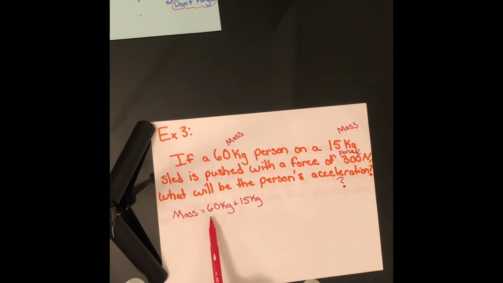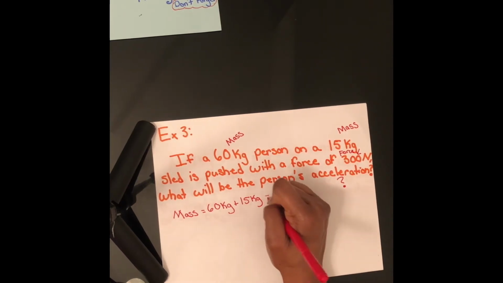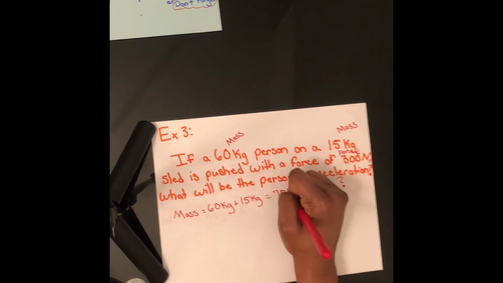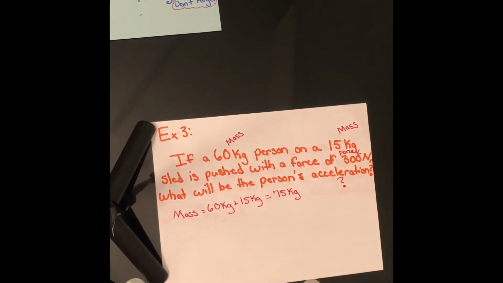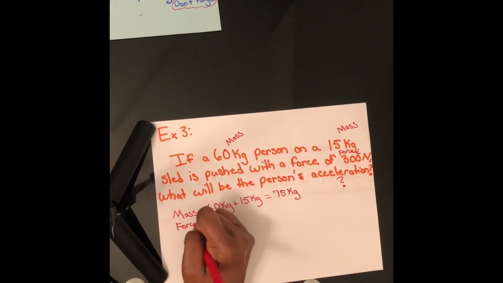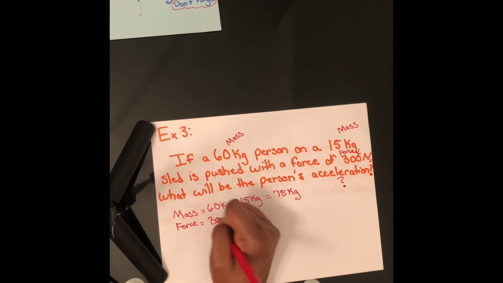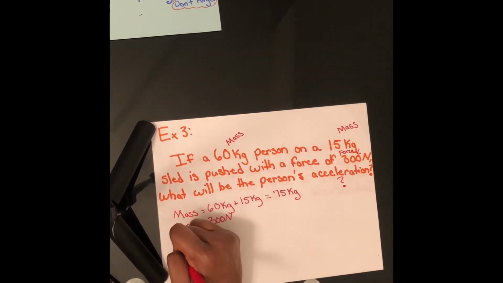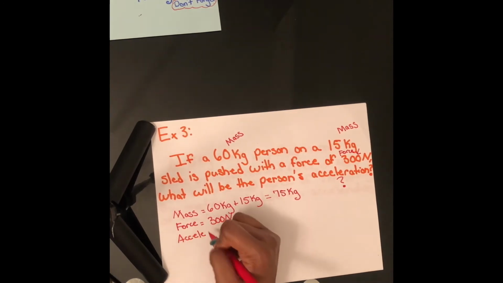So that means I need to first get the combination, the total of the mass. So 60 plus 15 is equal to 75. Let me add my unit of measurement, kilograms. The force is 300 newtons. And they want to know what will be the person's acceleration, right? That's going to be our question mark.